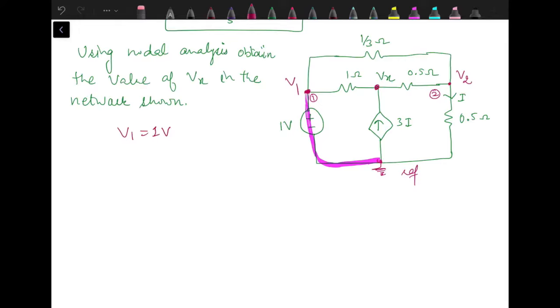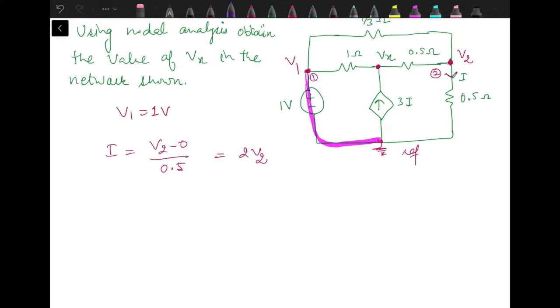Then we need to express the controlling quantity I in terms of node voltages. Now I is the current through this 0.5 ohm resistance. It's flowing away from node 2, so it means V2 minus 0 by 0.5. I is V2 minus 0 by 0.5. It's equal to 2 times V2.